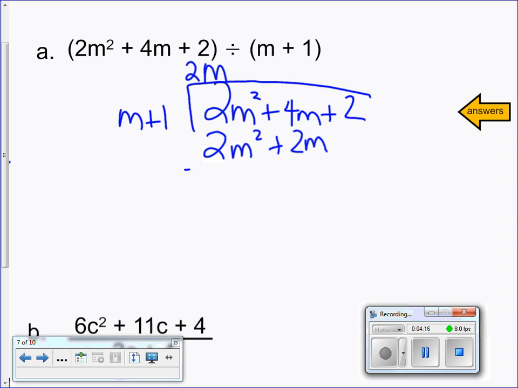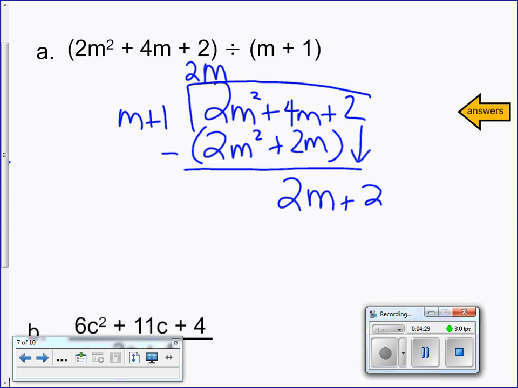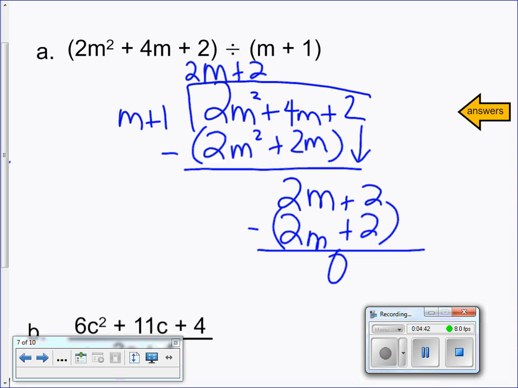Then we subtract the whole thing. 2m squared minus 2m squared is 0. 4m minus 2m is 2m. Bring down the 2. 2m divided by m is 2. 2 times m is 2m. And 2 times 1 is 2. Subtract, and I have no remainder, so my answer is 2m plus 2.